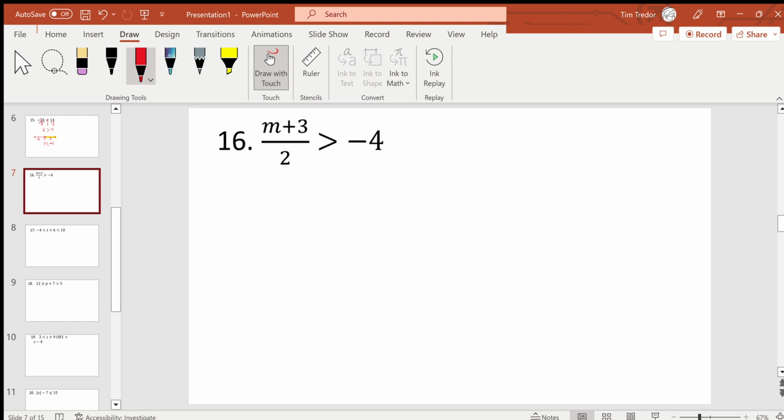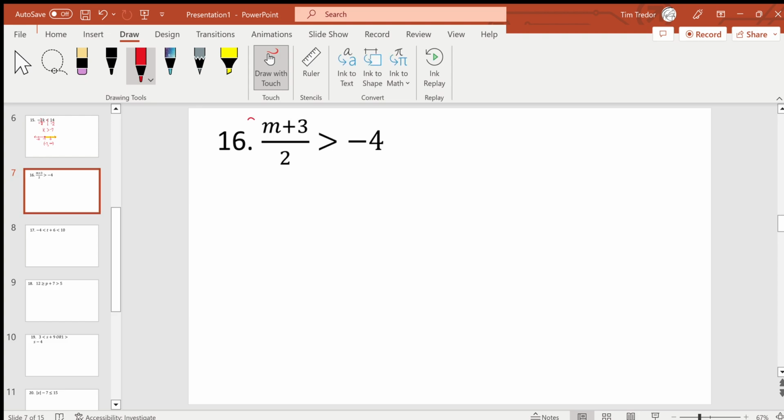Alright, video clip number 3. We're starting off at problem number 16. I want to get the variable by itself. I can't do anything with the 3 because it's being held captive by the 2.